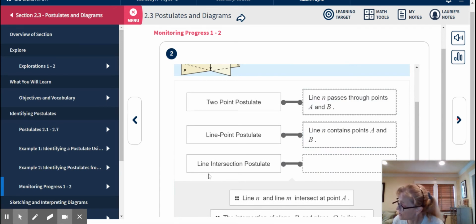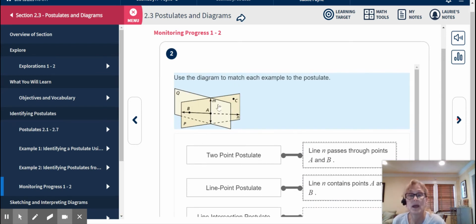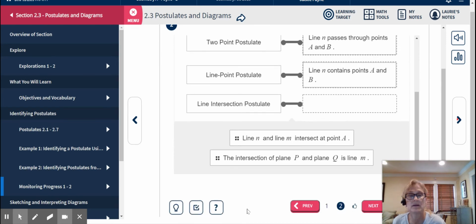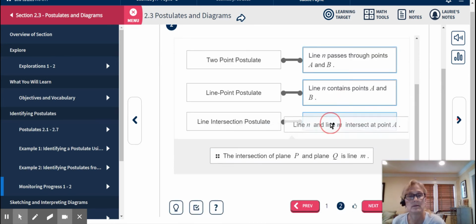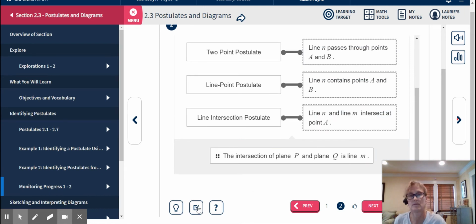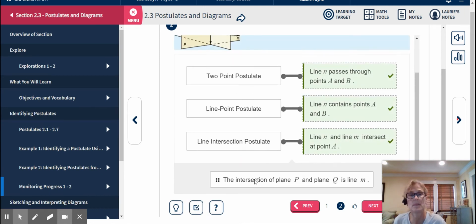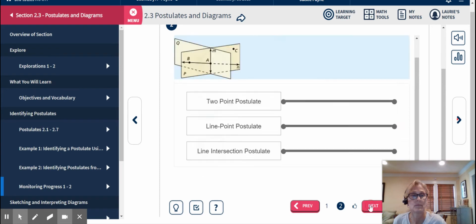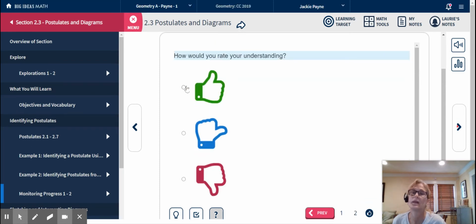And then the line intersection postulate says if 2 lines intersect, then their intersection is exactly 1 point. Okay, so line M and line N intersect at point A. Oh, so there it is right there. There we go. I think we can check it too, see? So we're going to go on.